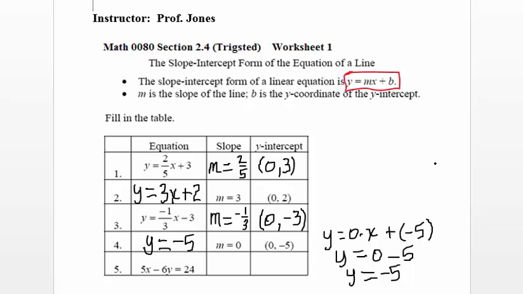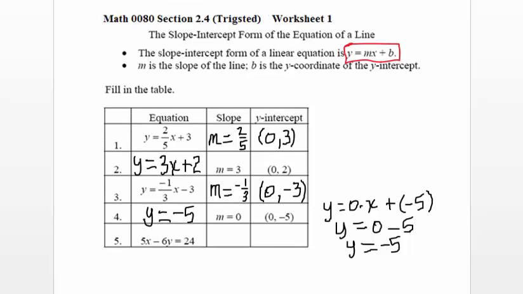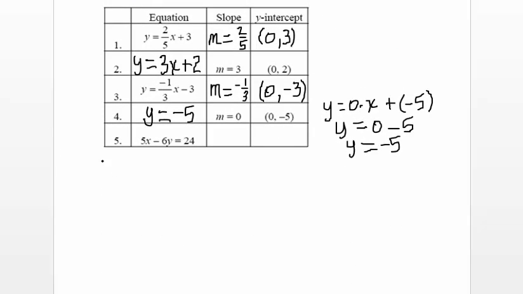When I look at this number 5, here I have an equation, 5x minus 6y equals 24, that is not in the form that allows me to determine what the slope is. So I need to solve this for y. So I'll subtract 5x from both sides of the equation. I can look at it as adding a negative 5x.